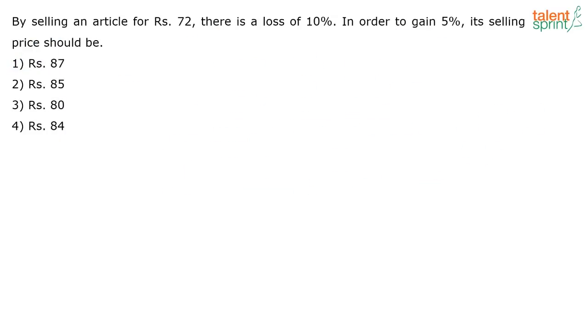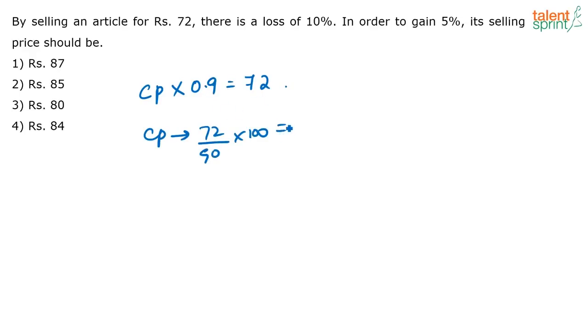Okay, next one. By selling an article for 72, there is a loss of 10%. In order to gain 5%, its selling price should be dash. So what is the answer that you are getting? By selling an article for 72, if the cost price of the article is CP, then cost price into 0.9, or 90 by 100, is equal to 72. So what is the cost price of the article? It is 72 divided by 90 into 100, that is 72 by 0.9, which is equal to 80 rupees. So the cost price of the article is 80 rupees.